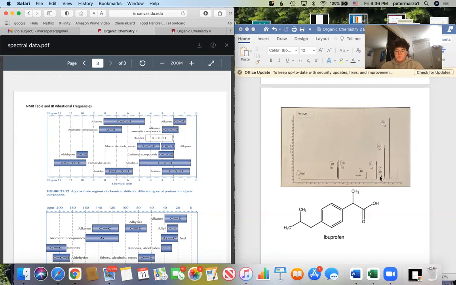Moving on to this smaller signal, we see here that it is labeled M, which stands for multiplet, meaning that there is abnormal coupling with this molecule.